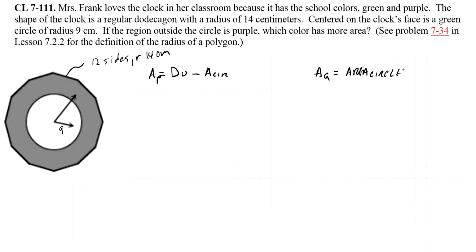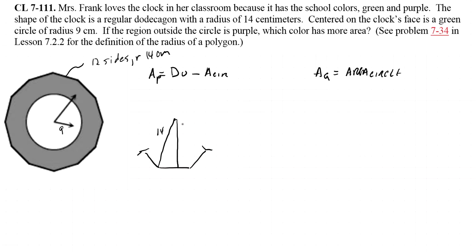So we need to find a couple things. We need to get the area of the dodecagon, and then we need to get the area of the circle. So let's do the dodecagon. They told us this has a radius of 14, so from here to here is 14.